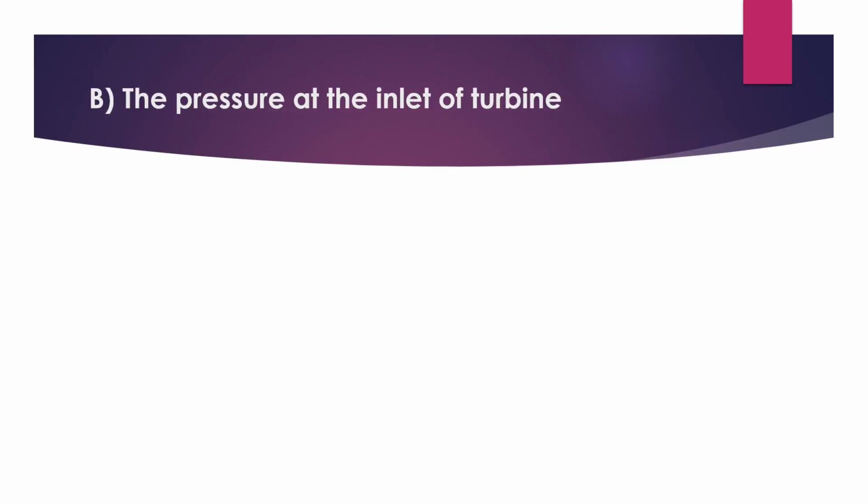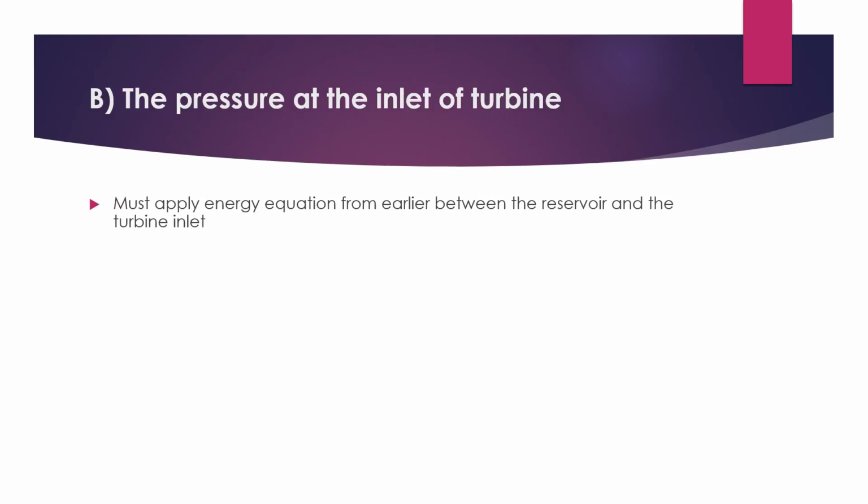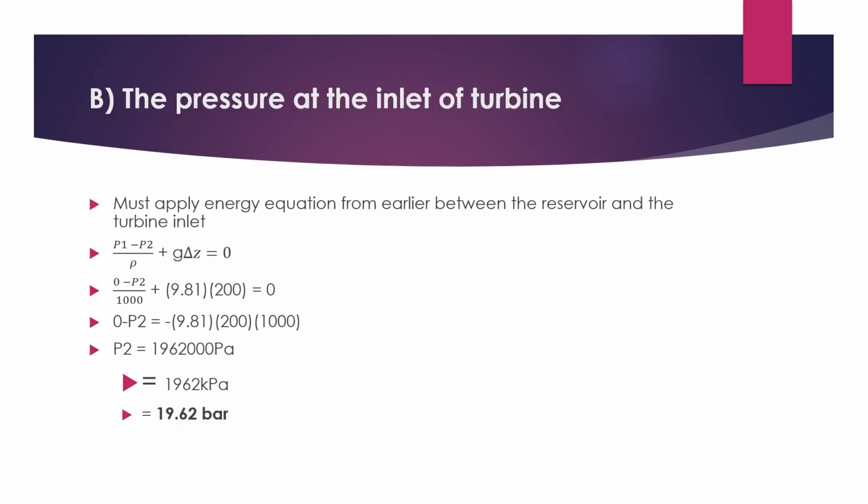Part B of the question asks us for the pressure at the inlet of the turbine. Here we must apply the energy equation from earlier between the reservoir and the turbine inlet, using only the delta P divided by rho plus G delta Z parts of the equation. Pressure 1 is given as 0 and we are looking to calculate pressure 2. We find the pressure 2 as 19.62 bar.